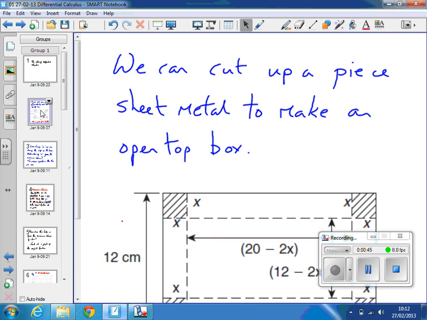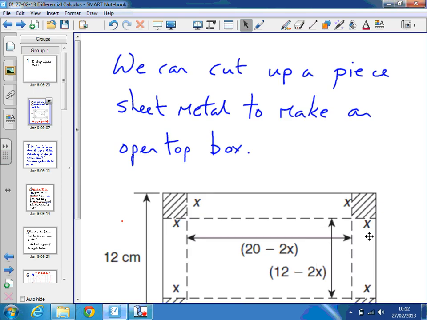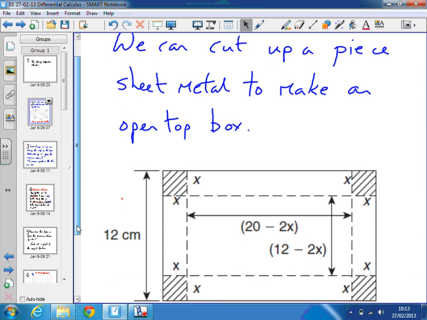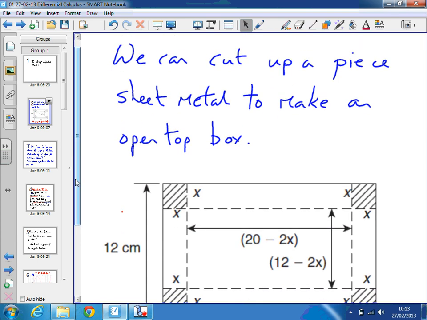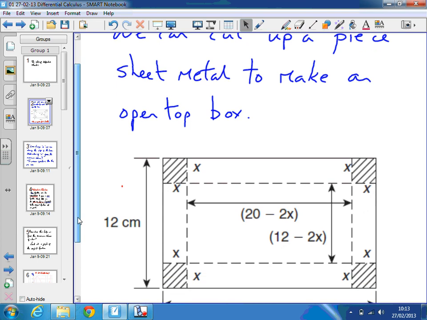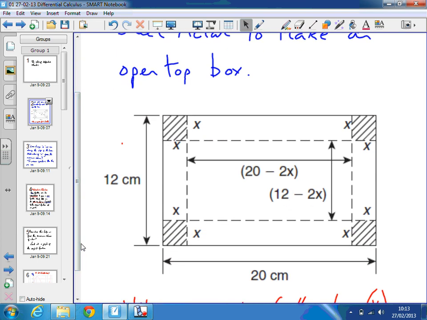Here's a problem that is taken from the textbook, actually. You'll find it if you look in there. It's in the algebra section, but we're applying it to calculus. If you have a piece of sheet metal, you can cut it up to make an open-top box. So if you're going to open up this box, what you need to do is to cut out the corners so you can then turn the flap up and make the sides to the box.